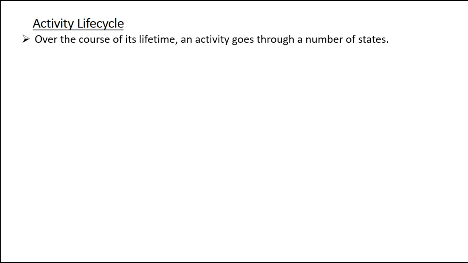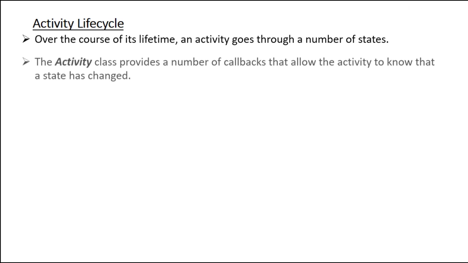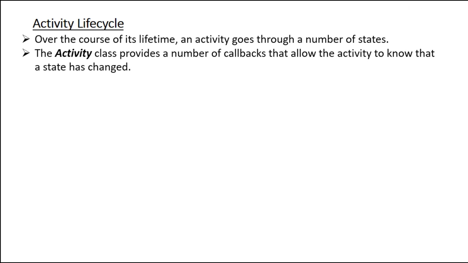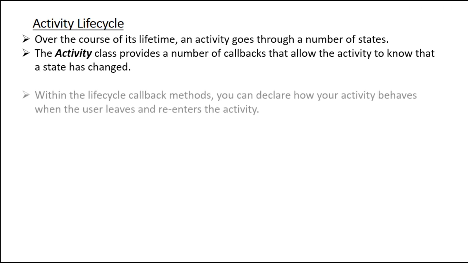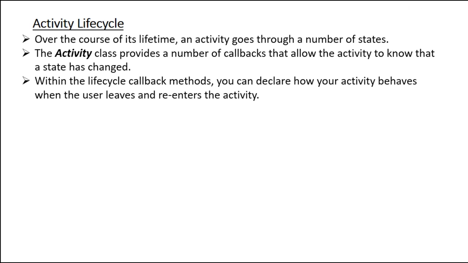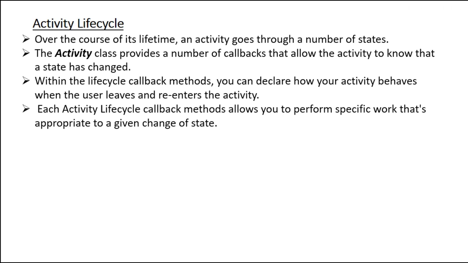Over the course of its lifetime, an activity goes through a number of states. The activity class provides a number of callbacks that allow the activity to know that a state has changed. Within the lifecycle callback methods, you can declare how your activity behaves when the user leaves and re-enters the activity. Each activity callback method allows you to perform specific work that's appropriate to a given change of state.